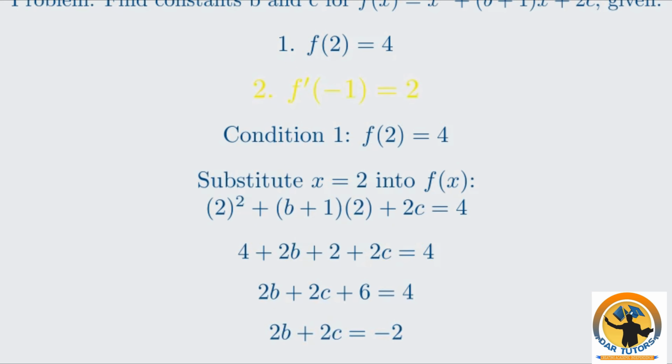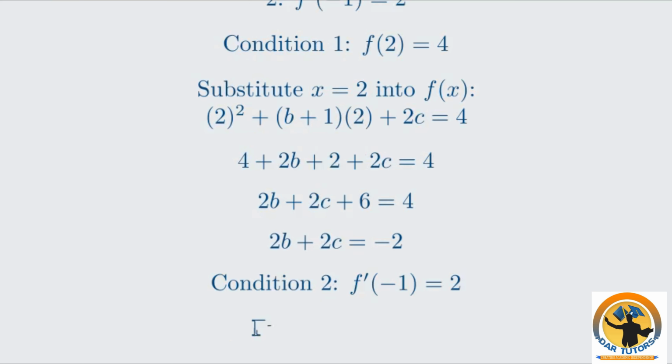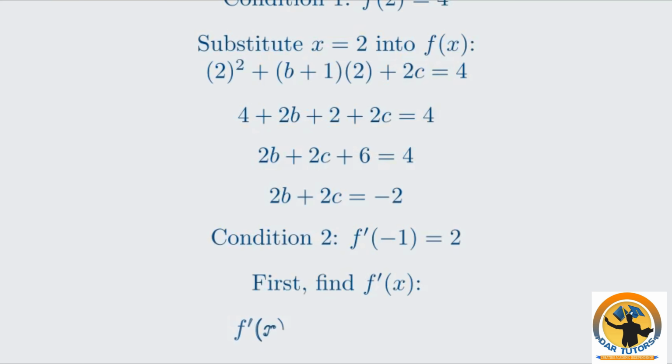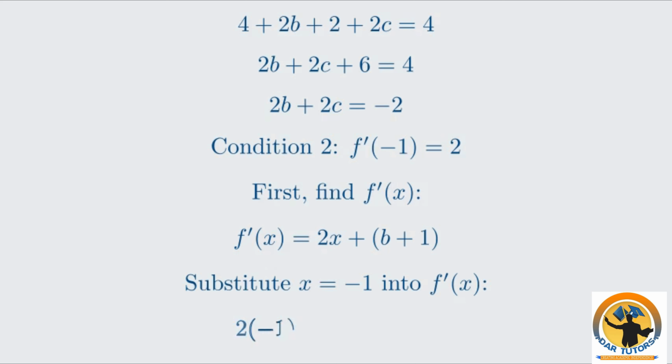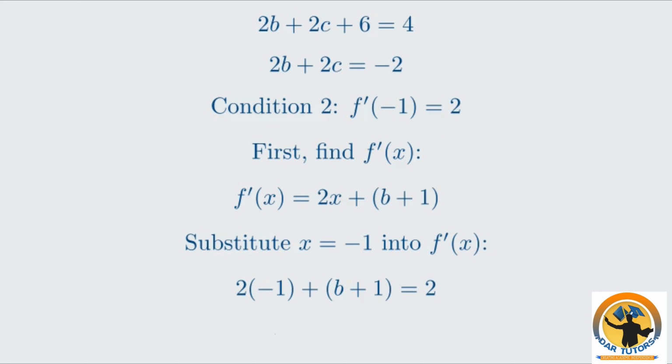This involves the derivative, so we must first find f prime of x. Differentiating f of x, we get f prime of x equals 2x plus the quantity b plus 1. The derivative of 2c is 0. Now we substitute x equals negative 1 into the derivative and set it equal to 2. This gives us 2 times negative 1 plus the quantity b plus 1 equals 2.